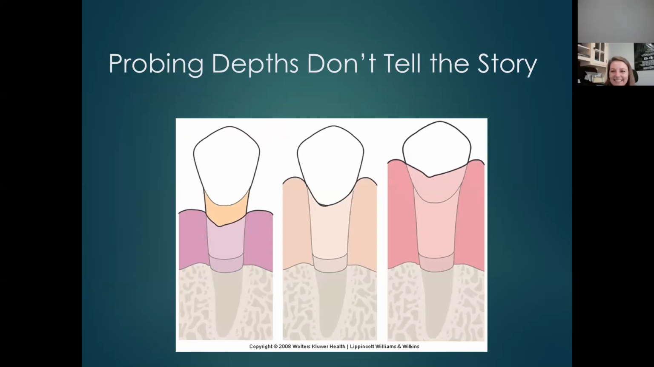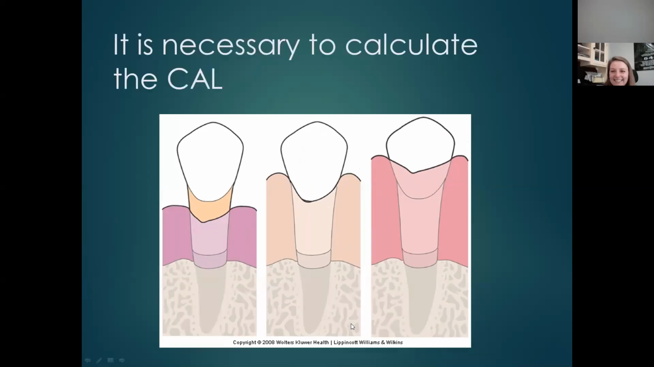So on this picture, it says probing depths don't tell the story, and it doesn't, because you're going to have a 4 millimeter on the first picture, a 6 millimeter on the second picture, and an 8 millimeter on the third picture. Bone levels all the same. Now, this particular person here is more apt for root surface caries and a couple other things, but 4 millimeters is much more manageable for the patient to try and disrupt that bacteria than trying to reach 6 millimeters. And 8 millimeters, even though this part is just extra tissue, it's horrible to try and maintain an 8 millimeter area. So you've got to know how you calculate.